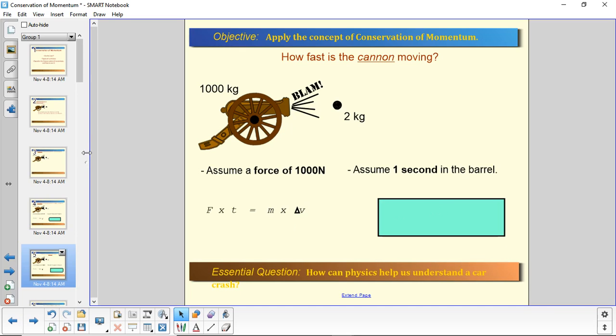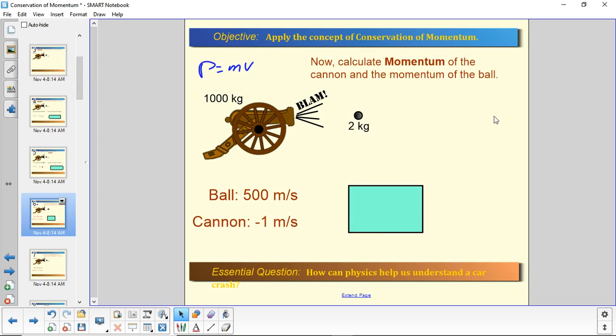Okay, so that's kind of review from last time, but now we're going to take it a step further. Now I want you to calculate the momentum of the cannon, that's the gun, and the momentum of the ball. And remember, this is our equation for momentum, p = mv. Momentum is equal to mass times velocity. We have the velocity of the ball, the velocity of the cannon, so you can figure them out. Pause it for a moment so you can get those numbers.